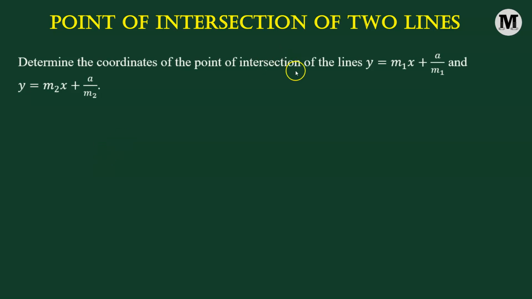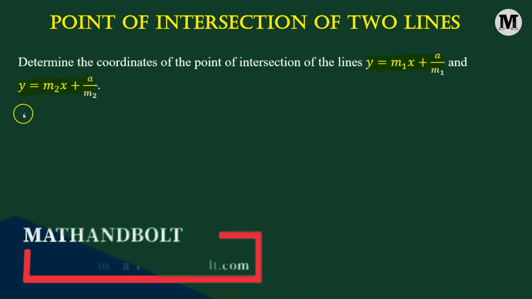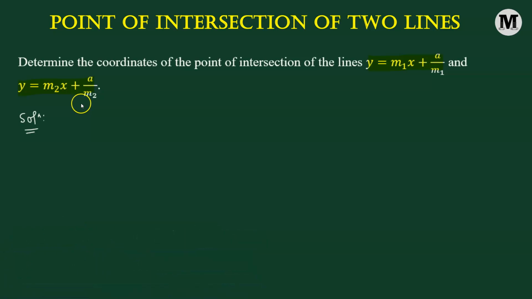Determine the coordinates of the point of intersection of the lines y equals m1 times x plus a over m1 and the other line y equals m2 times x plus a over m2. In other words, what we have to do here is find a solution to these two lines. We are going to solve these two equations simultaneously, and whatever values of x and y we get is going to help us obtain the coordinates of the point of intersection.